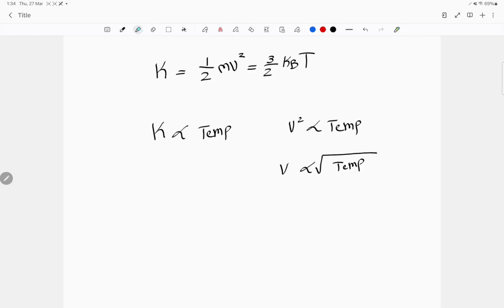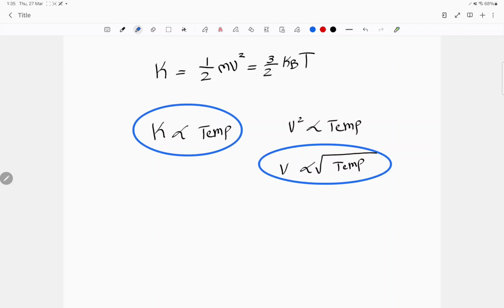So what matters here is the two relationships here, that K is direct with temperature and that V is direct with the root of temperature. So that is important.